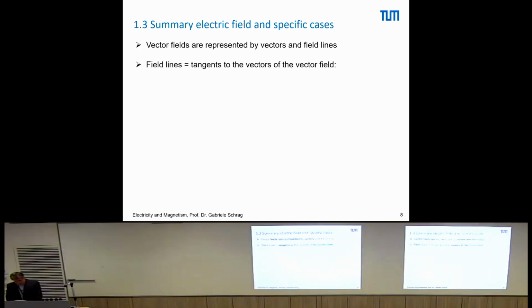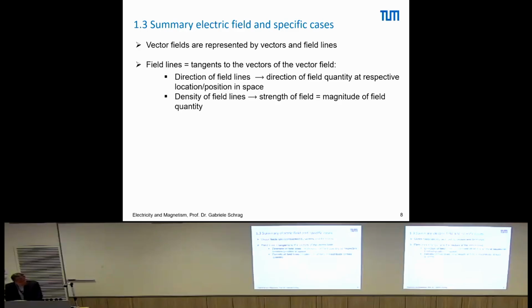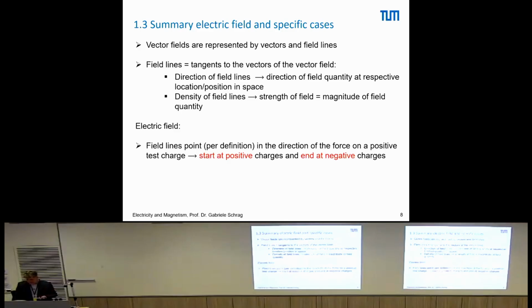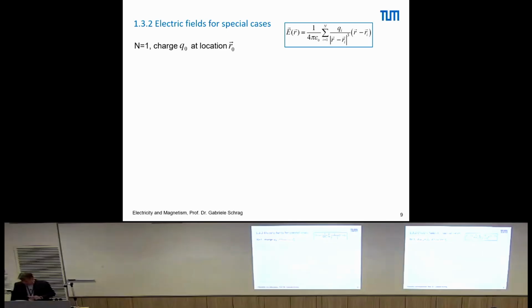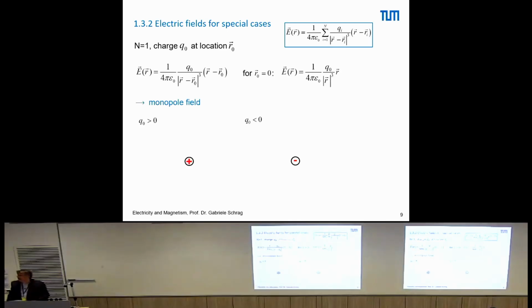Now there are two ways to visualize this. We can use the field lines, or we can use plotting of the individual vectors. We have seen that the field line follows the tangents of the vectors at each individual point. And so you have seen that.